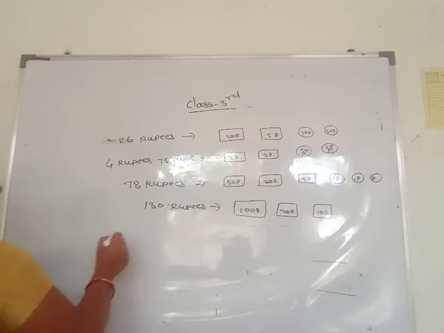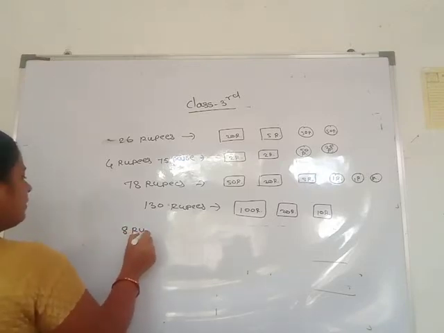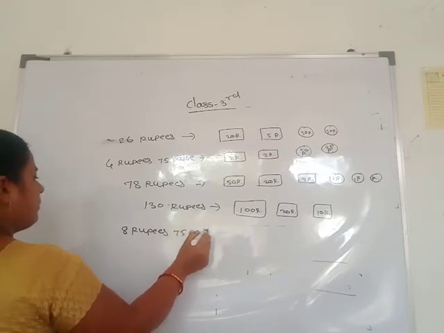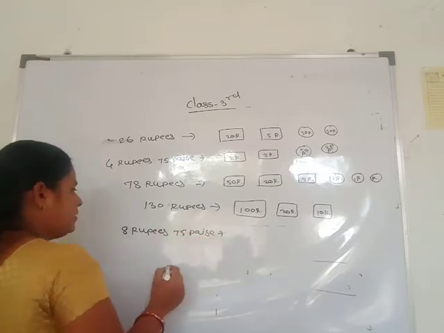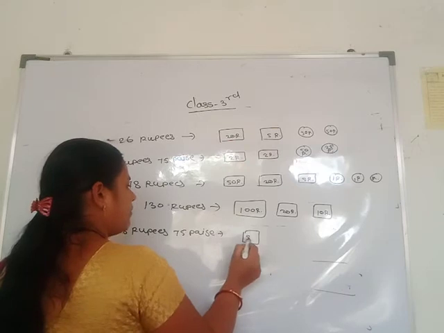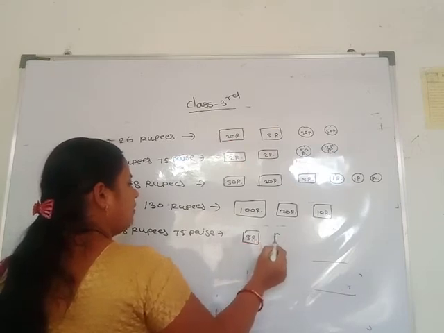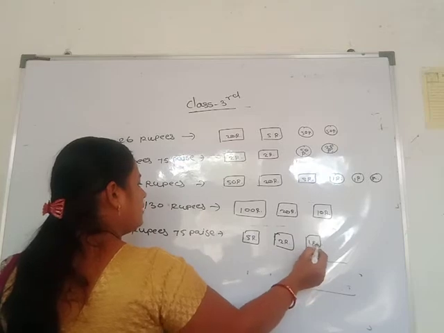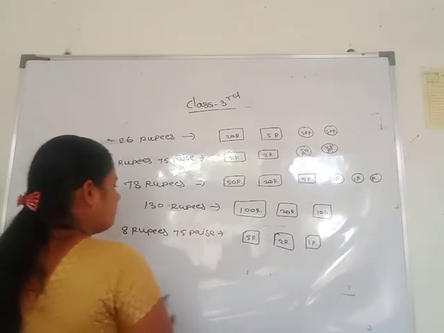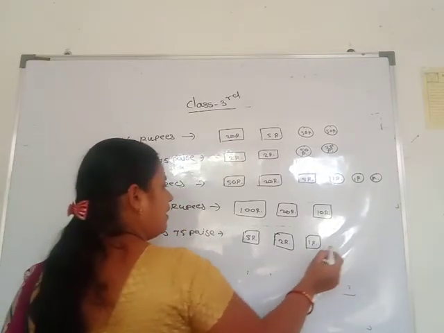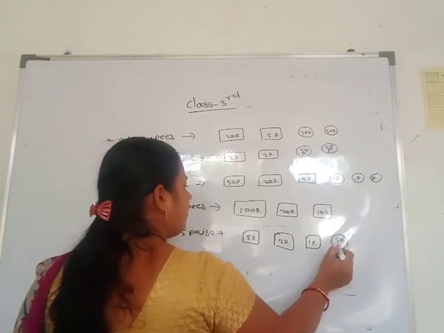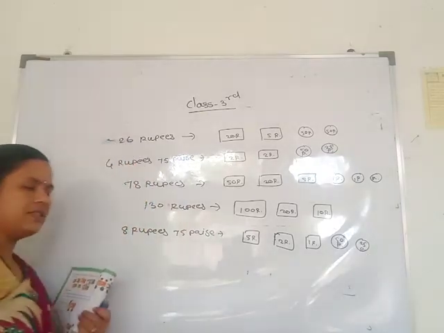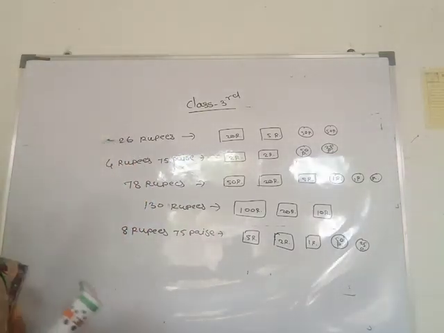Then the next one, 8 rupees 75 paise. For 8 rupees you take a 5 rupees note, a 2 rupees note, and a 1 rupee note: 5 plus 2 is 7, plus 1 is 8. And 75 paise means you take one 50 paise coin and one 25 paise coin, total 75 paise.